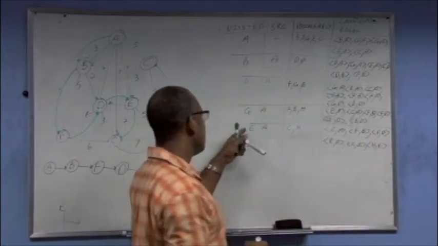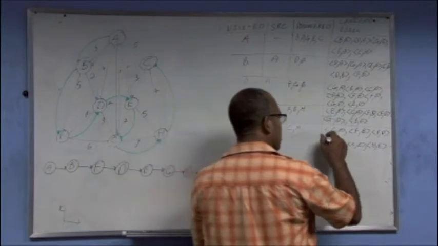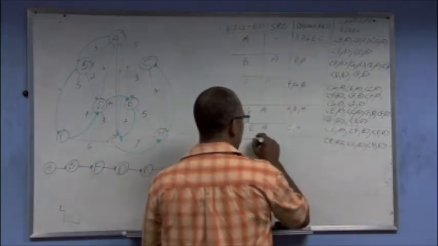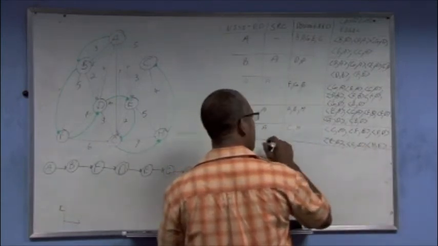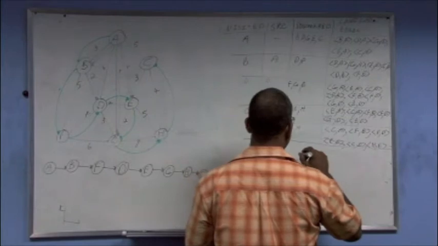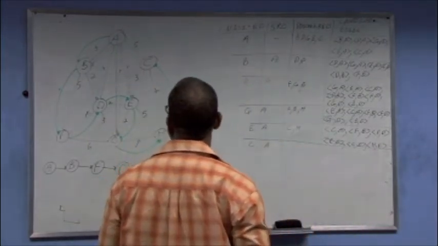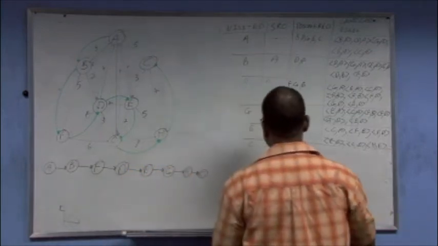And I'm visiting E now. I don't need any paths to get to E. I'm going to cross it out. So C comes off next. From C, I can see H as the only other thing that has not been visited yet.